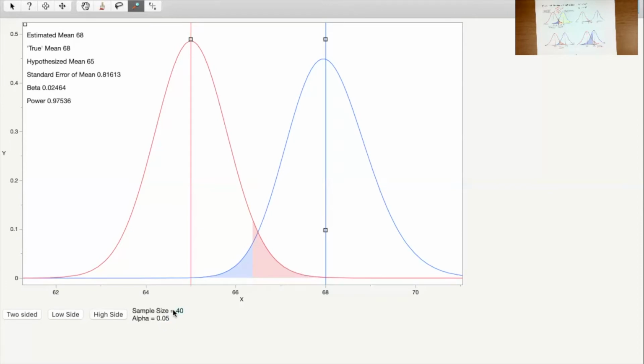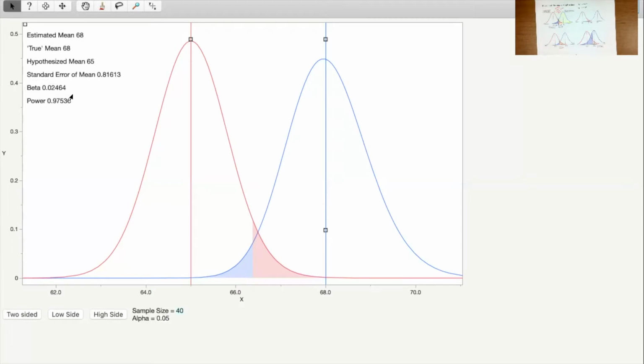Now, the chances of being in this blue area are pretty low, because if you look at the true distribution, where it's centered at 68, then the bulk of the distribution is going to be over here, whereas the tail has a lot less of the area, and so our type 2 error is going to be small. And we see that right here with this beta being small.